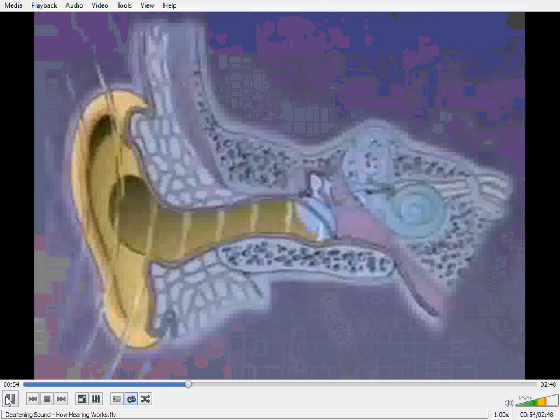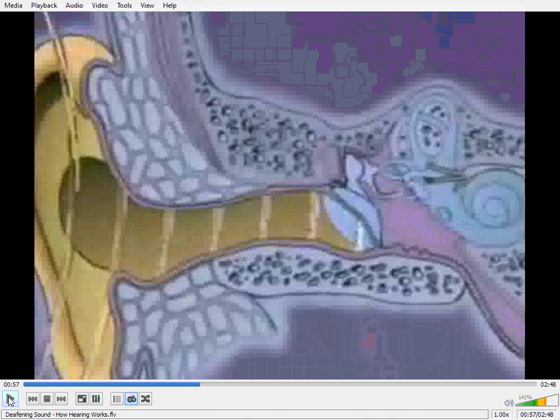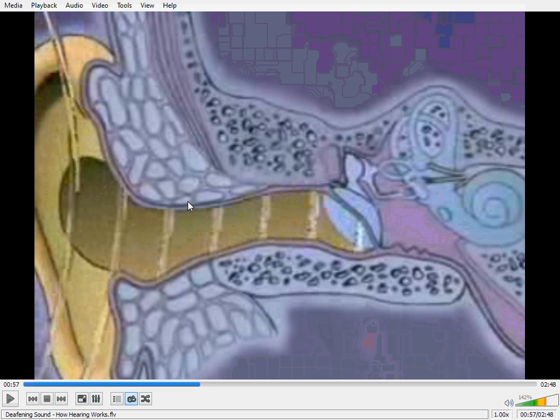Here is an animation of how hearing works. So this one is more predictable. These things are the disturbances in the air. This is what you're seeing, the disturbance in the air. You can see it's causing these what are called inner ear bones to vibrate, and that's going to basically cause a disturbance here.